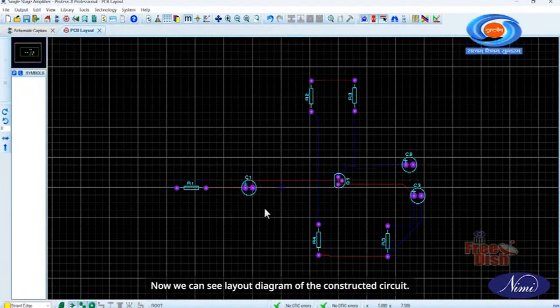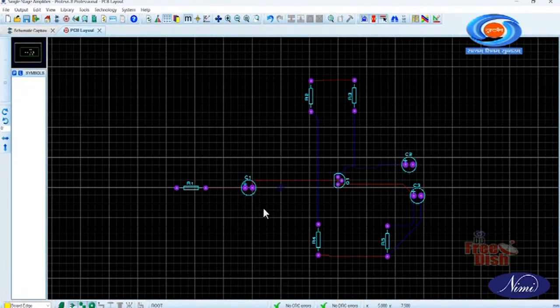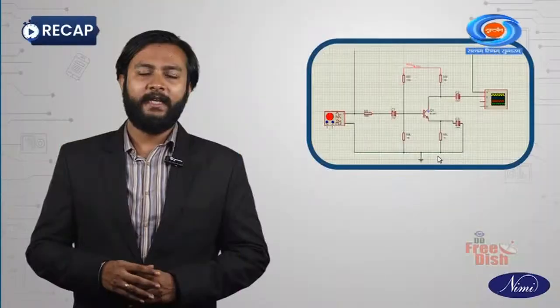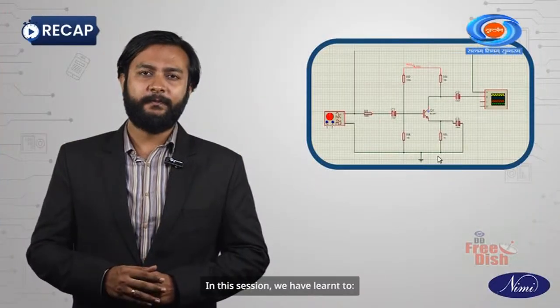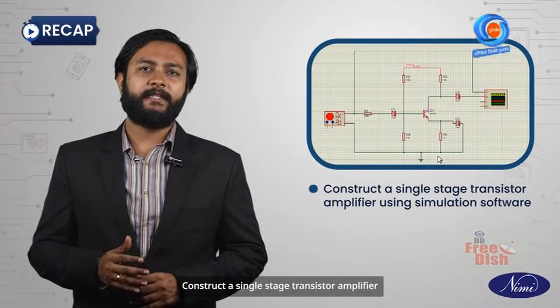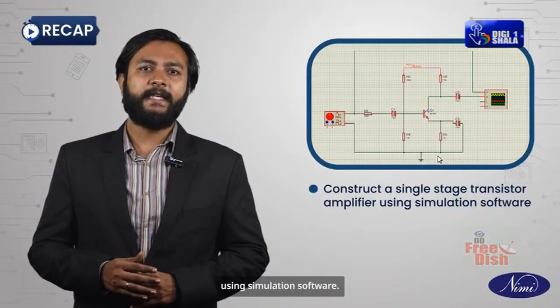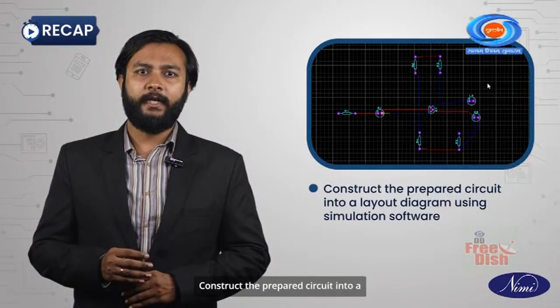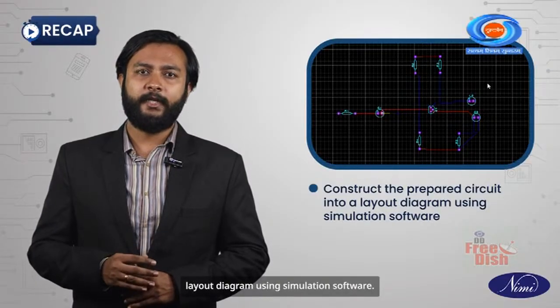Now we can see the layout diagram of the constructed circuit. This brings us to the end of this session. In this session, we have learned to construct a single-stage transistor amplifier using simulation software and construct the prepared circuit into a layout diagram using simulation software.